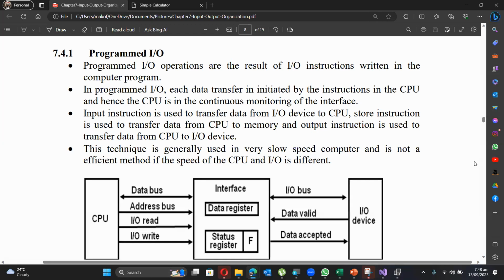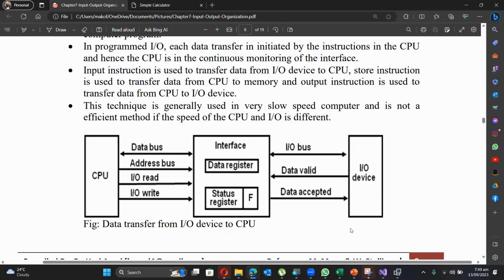Input instructions are used to transfer data from the IO device to the CPU. Move instruction is used to transfer the data from the CPU to the memory, and output instruction is used to transfer data from the CPU to the IO device. This technique is generally used in very slow speed computers, and it is not an effective method if the speed of the computers and the IO is different.